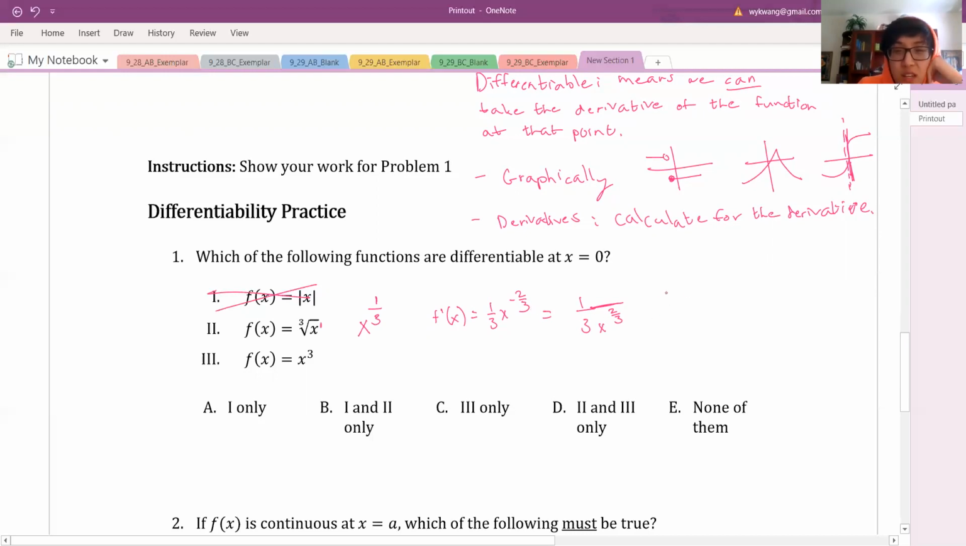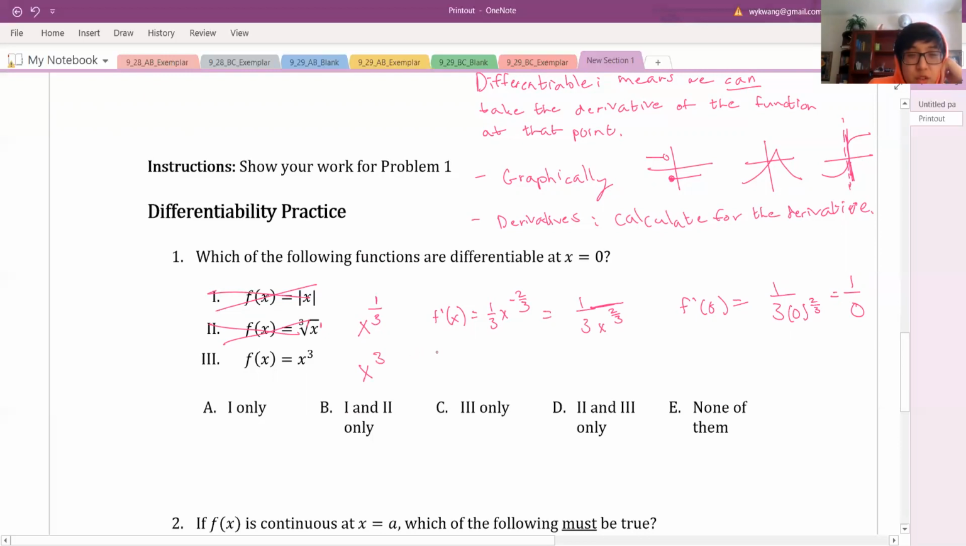Now let's plug in 0. f prime of 0 is equal to 1/3 times 0 to the 2/3. 0 to the 2/3 power is 0, since 0 multiplied by anything is 0. So this is 1/0, right? So this clearly doesn't exist. This derivative does not exist. What's 1/0? It just doesn't make sense. So it's also not differentiable at 0 on the second one. Now let's look at x cubed.